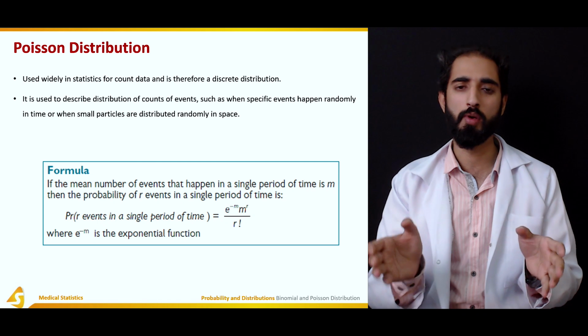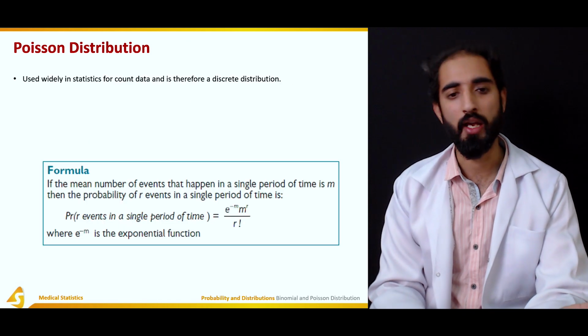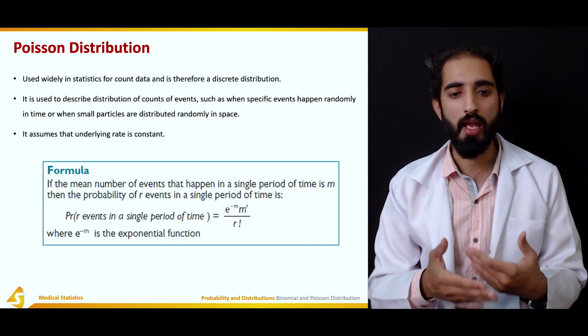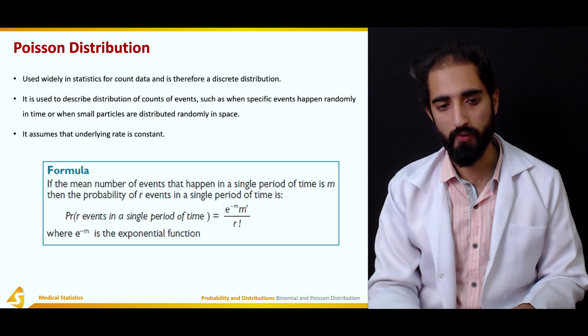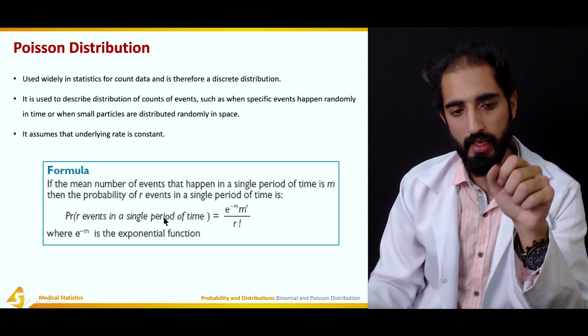So it lies somewhere between the simple binomial distribution and continuous distributions. And it assumes that the underlying rate is constant. That is very important for it. And to understand the formula, let's look at this.